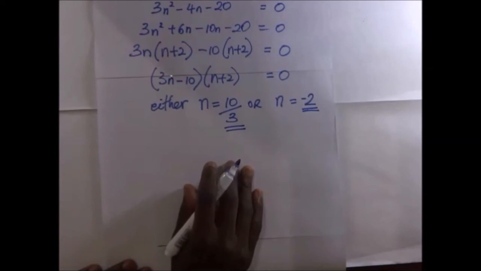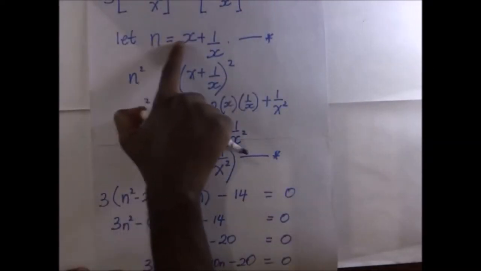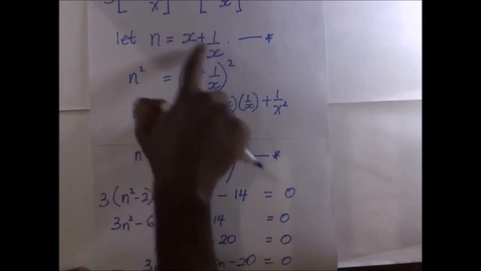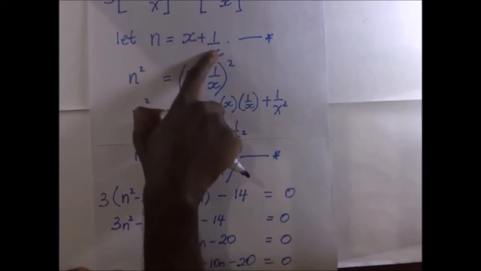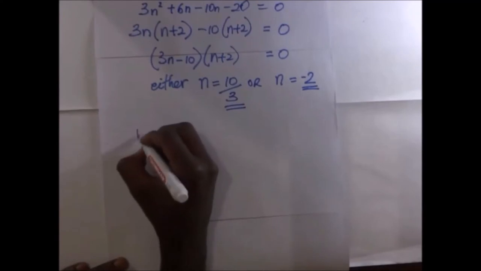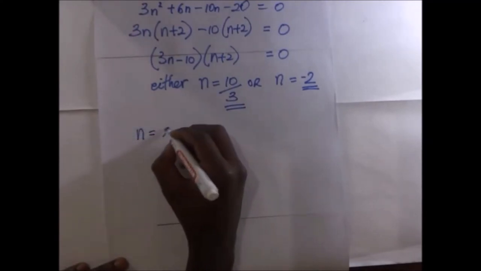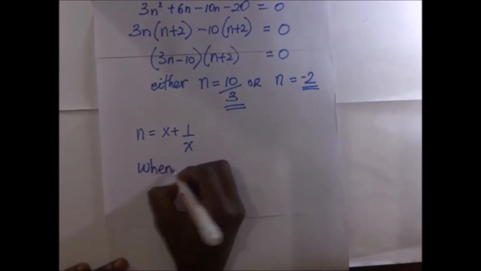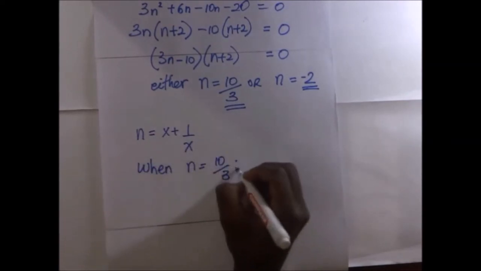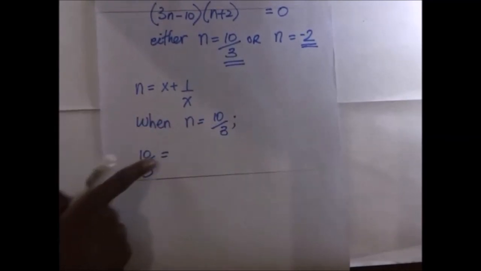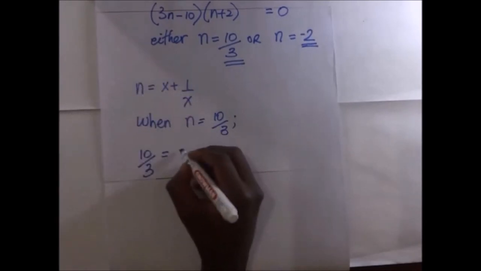So after getting our values of n, we shall substitute our value of n. We put our value of n here. n is equal to x plus 1 over x. So we substitute for the value of n we've got so that we get the corresponding values of x, which are coincidentally going to be the roots of the polynomial we are trying to solve for. From our previous workings, we know that n is going to be equal to x plus 1 over x. So n is 10 over 3. So 10 over 3 is going to be equal to x plus 1 over x.